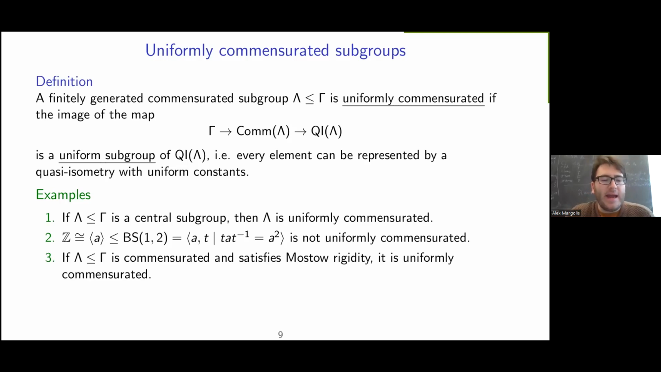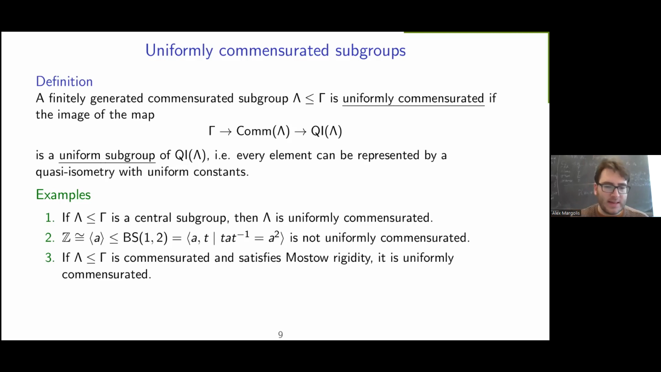If we have a commensurated subgroup which satisfies Mostow rigidity, by which I mean it's a lattice in a semisimple Lie group to which Mostow rigidity applies, which is most of them, then it's automatically uniformly commensurated. So as soon as it's commensurated, it's always uniformly commensurated.